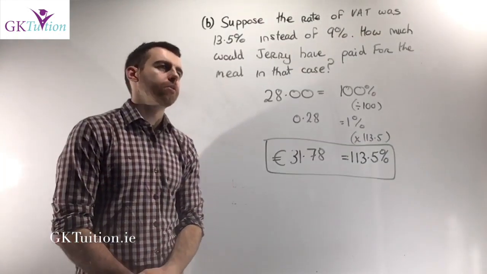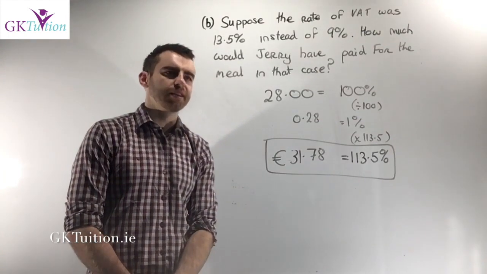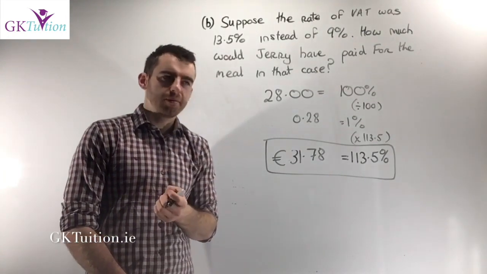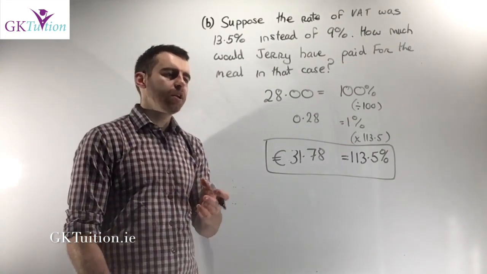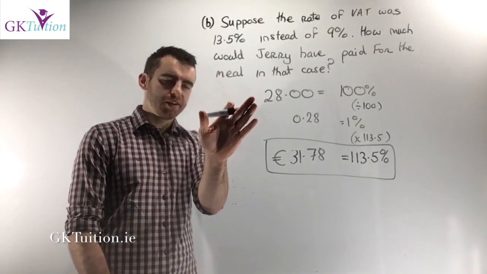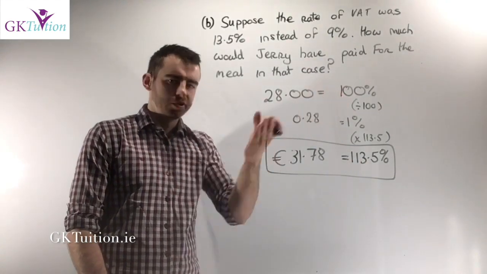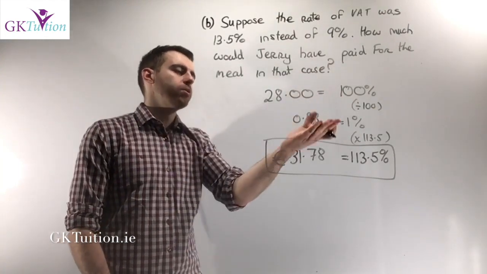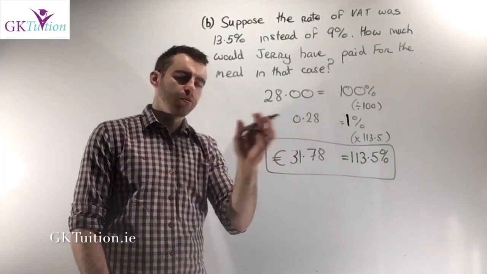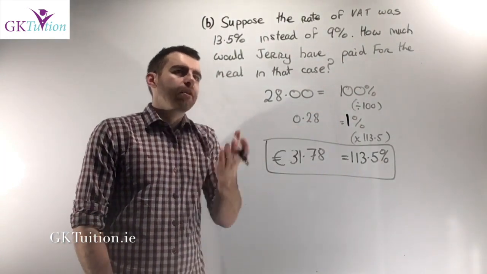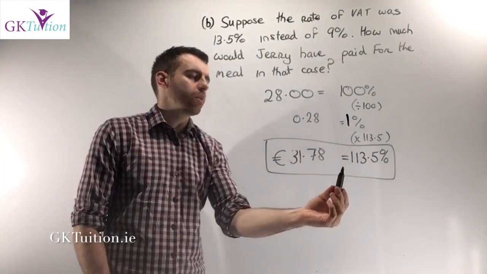In part B, we're asked to suppose that the rate of VAT was 13.5% instead of 9%. How much would Jerry have paid for the meal in that case? Well, we worked out in part A that the price of the meal before VAT was added was €28. And we always consider the price before VAT as being 100%. So if we divide both sides by 100, we work out what 1% of the price of the meal was. It was €0.28.